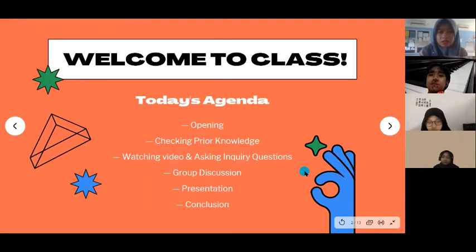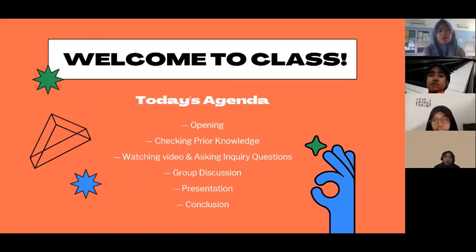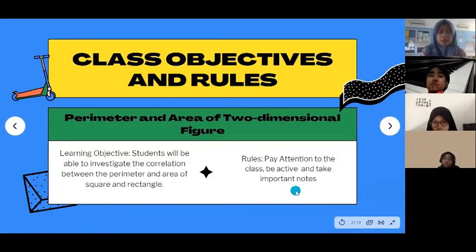So today we have math. Our discussion is about perimeter and area. I believe that you have learned perimeter and area in your elementary school. And our today's agenda is opening, checking prior knowledge, watching a video and asking inquiry questions, group discussion, presentation, and also conclusion.